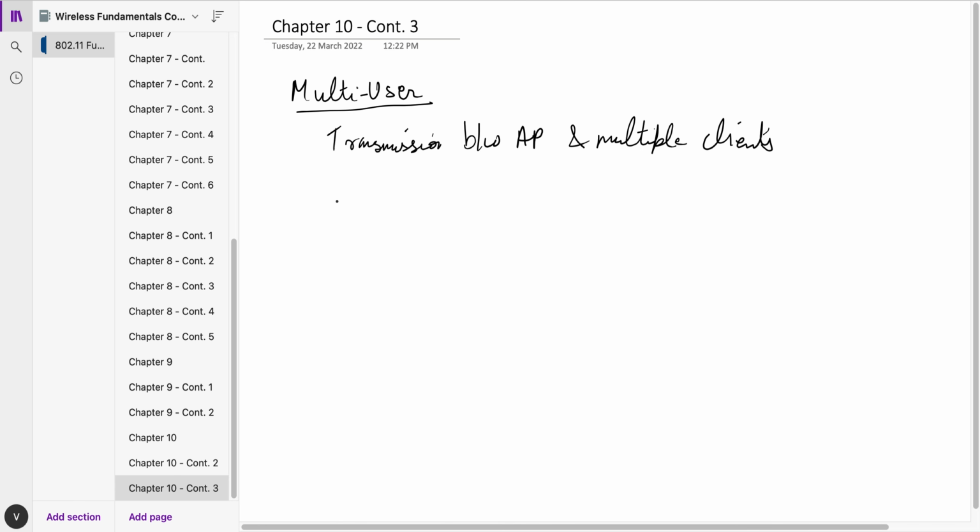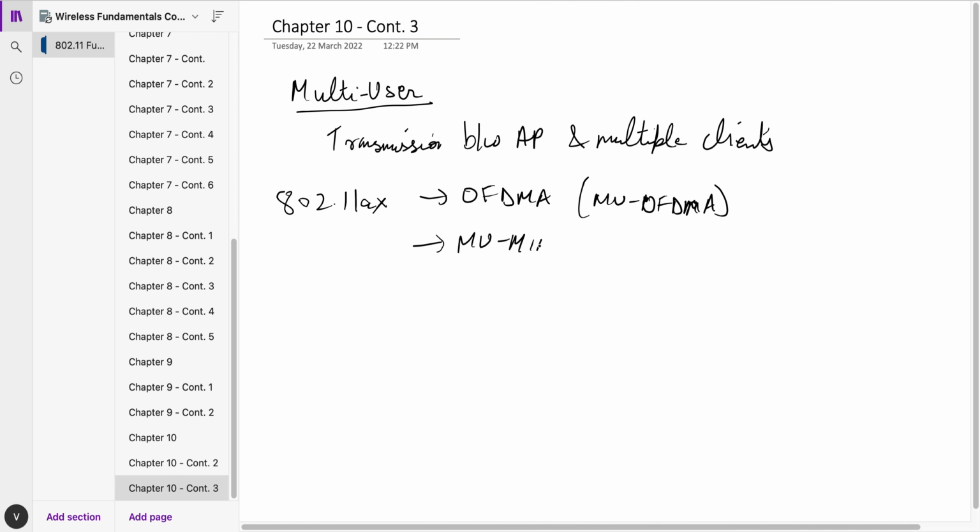However, now in .11 AX, we have something called OFDMA, or it is also known as multi-user OFDMA. Sometimes we call it that also, because we are trying to have multiple clients communicate in a single channel. We'll talk about that in detail, but the other thing is multi-user MIMO. So we use multi-user here and also here. So don't get confused. I'm going to explain this in detail in the coming few minutes.